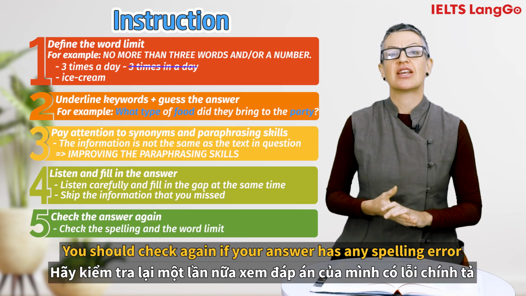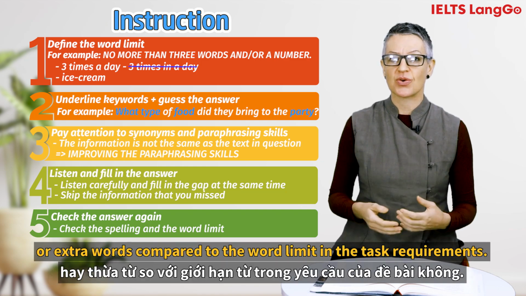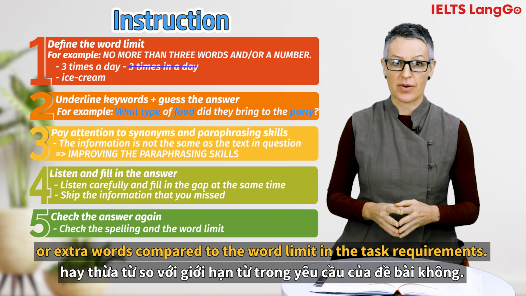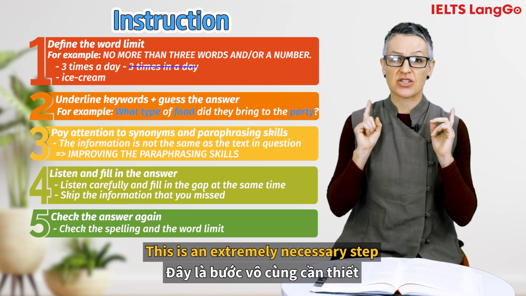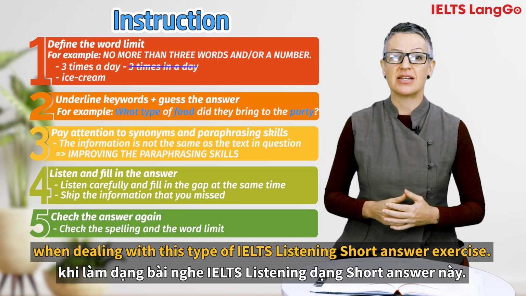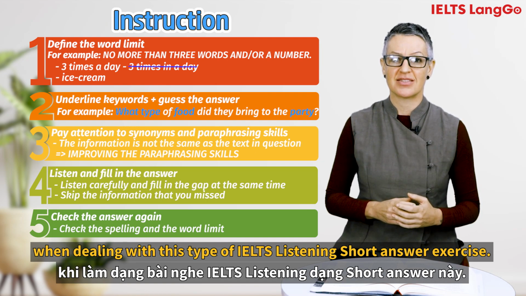Step 5 is checking the answer again. You should check again if your answer has any spelling errors or extra words compared to the word limit in the task requirements. This is an extremely necessary step when dealing with the type of IELTS listening short answer exercise.